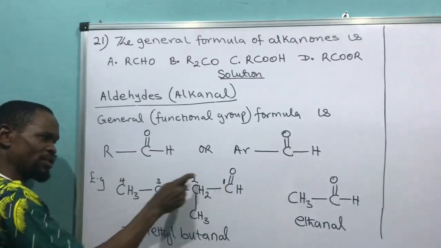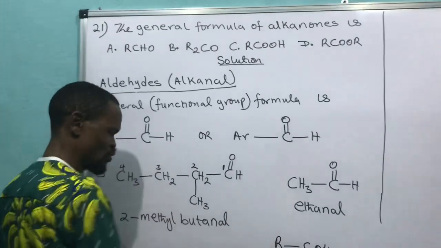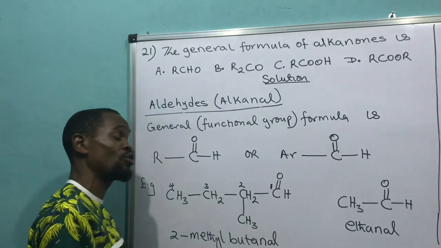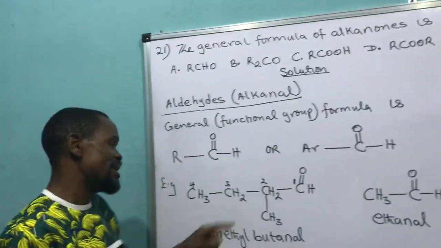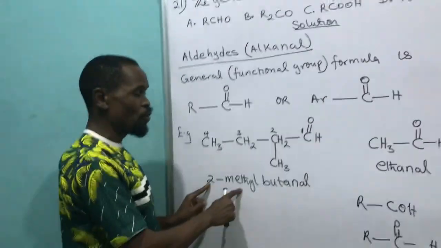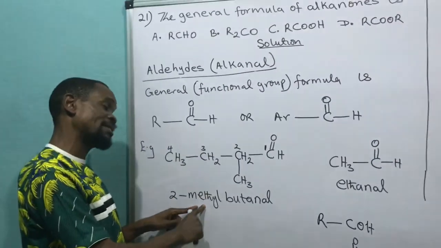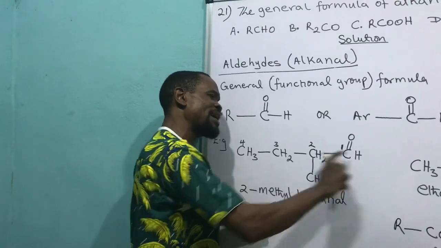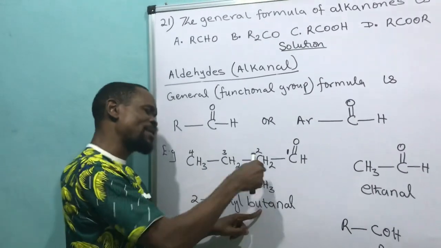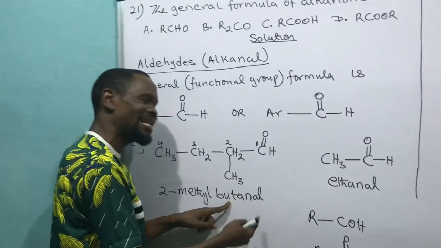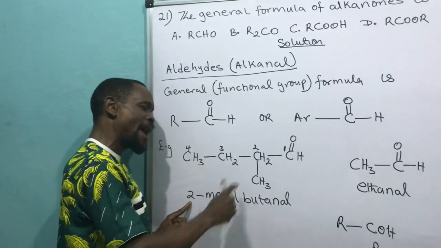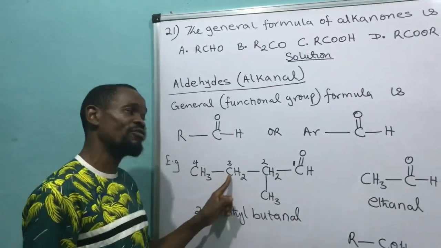As I number it 1, 2, 3, 4, I can't number it the other way, because I told you that you will number it such that the carbon carrying the functional group will have the least number. Then my branch chain is at number 2. And which is my branch chain? Methyl. And what is my parent name? We call it 4, which we call but, stands for 4. And what is the parent name? We now say butanal. So the name is 2-methylbutanal. That's the name of this one.